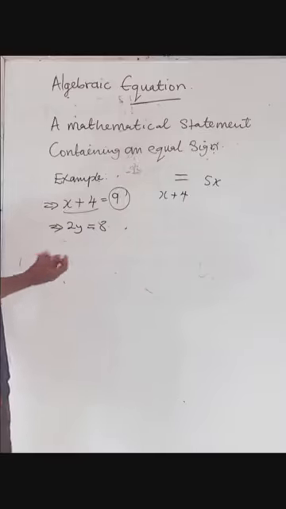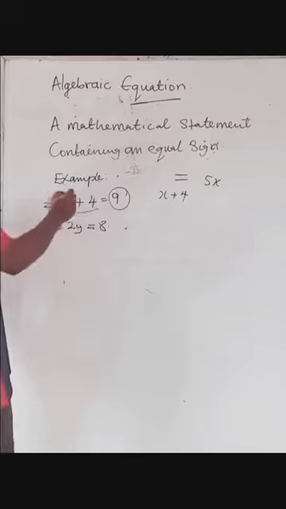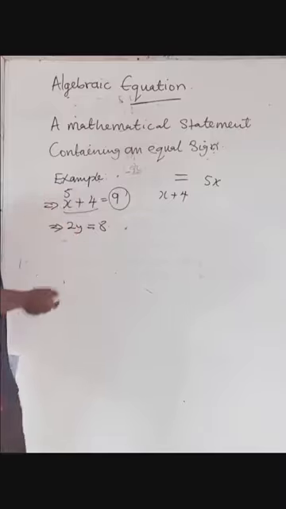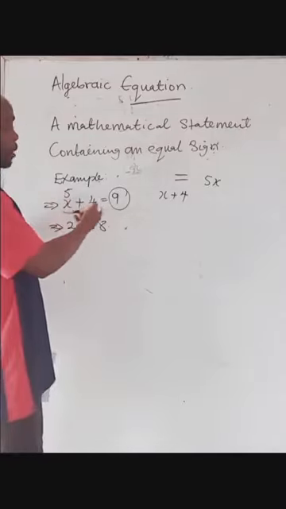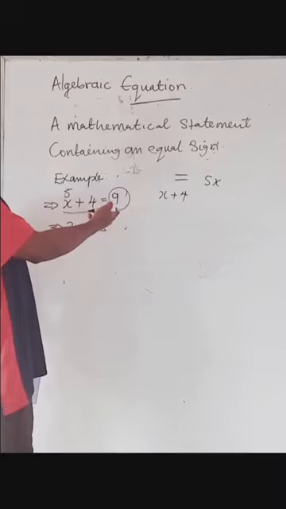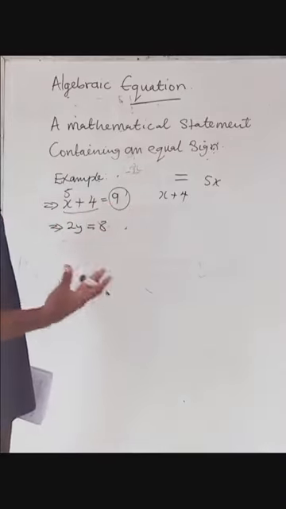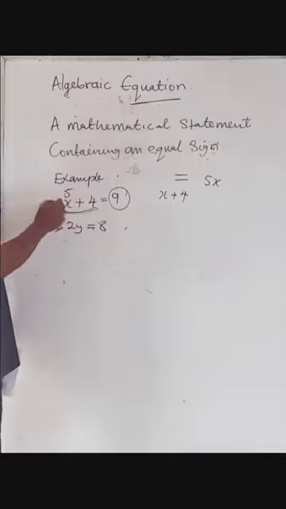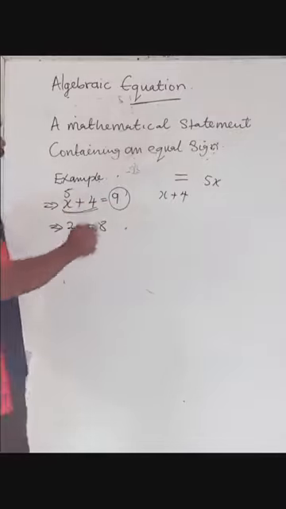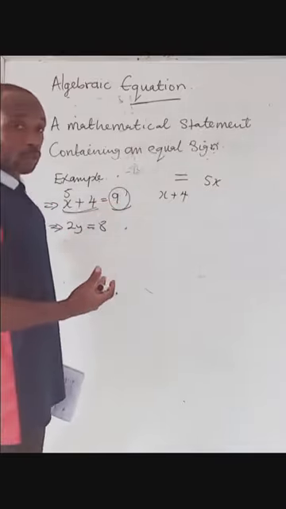So, what number can we add to 4 to make it equal to 9? The value is 5. If we add 5 to 4, the value is 9. So, x plus 4 is equal to 9 is an algebraic equation. It means that the expression on the left side of the equation is also equal to the expression on the right side of the equation.